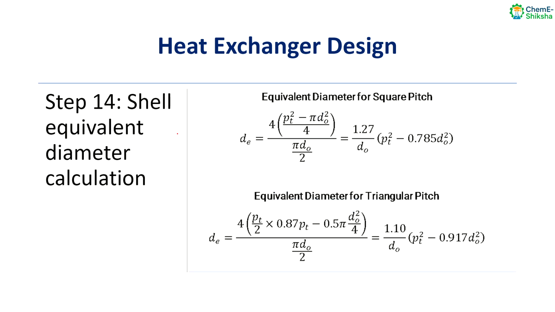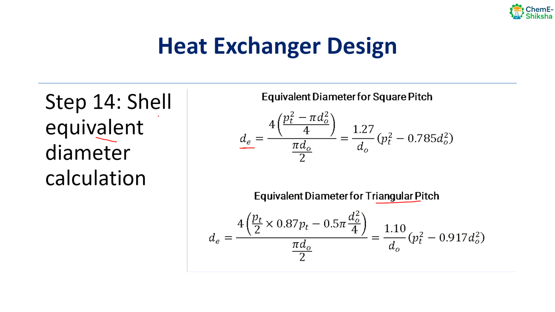Before calculating the shell side fluid Reynolds and Prandtl number, we have to calculate the shell equivalent diameter. For square pitch, the shell equivalent diameter De is equal to 4 into (Pt square minus pi Do square by 4) divided by (pi Do by 2)... that is equal to 1.27 by Do into (Pt square minus 0.785 Do square). And for triangular pitch, De, the equivalent shell diameter, is equal to 4 into (Pt by 2 into 0.87 Pt minus 0.5 into pi Do square by 4) divided by (pi Do by 2).